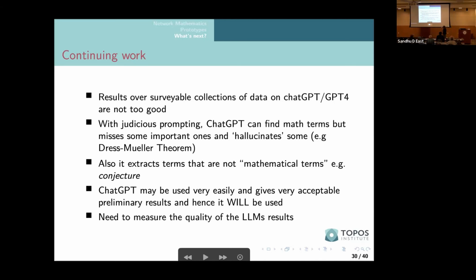So one of the things I do say is that ChatGPT is very easy to use and gives, to begin with, very acceptable preliminary results. So it will be used. So we had better be careful and make sure that we can measure the quality of the LLMs' results, how good or bad they are.